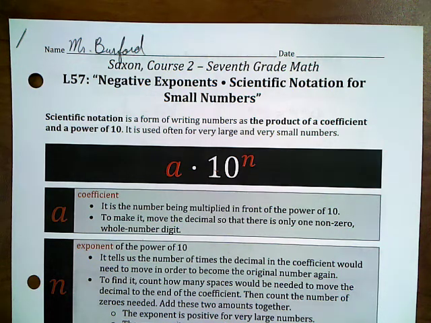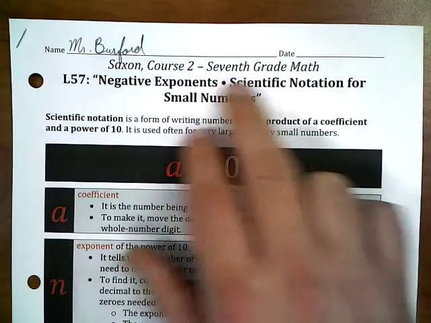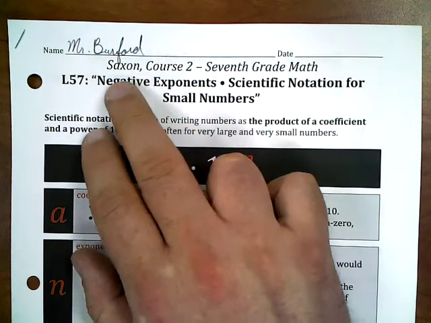Hello students, this video is over lesson 57, negative exponents, scientific notation for small numbers, and this is for my 7th grade math class, Saxon Course 2.